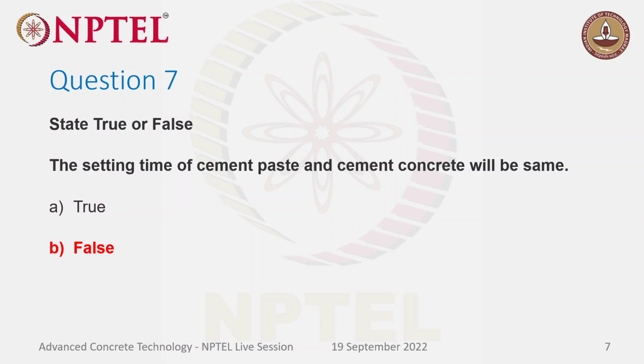The initial setting time starts from 30 minutes, and it can happen anytime between 1 or 2 hours or 3 hours. Then the final setting time should be less than 10 hours. So the cement paste will set faster compared to cement concrete, because in cement concrete we add aggregates as well. The amount of reacting material overall will be reduced, because in cement paste only cement and water will be there, but in cement concrete we add aggregates as well.